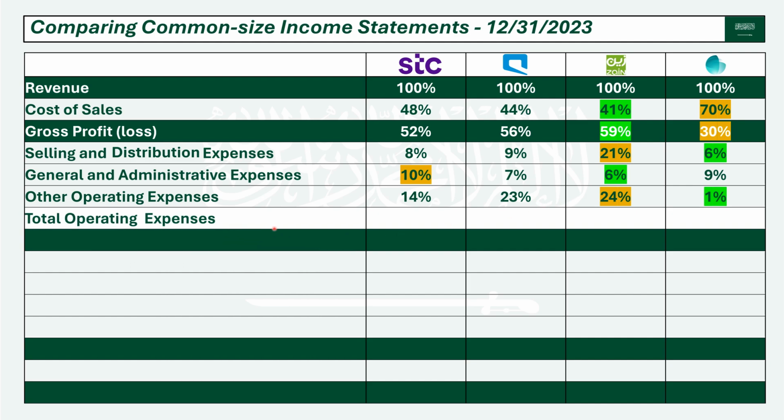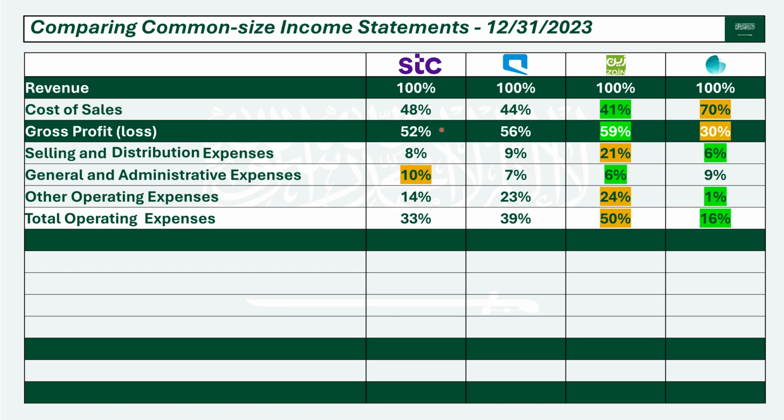Total operating expenses, which is the summation of those three figures. Go Telecom in the first position with 16%, which is 6 plus 9 plus 1 equals 16%. The minimum operating expenses among the four companies. The second position goes to STC with 33%. The third position we have Mobily with 39%. And finally, Zain with 50%.